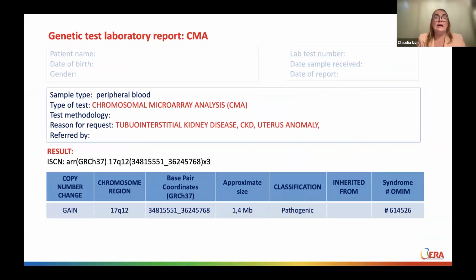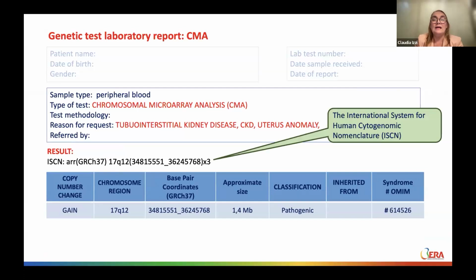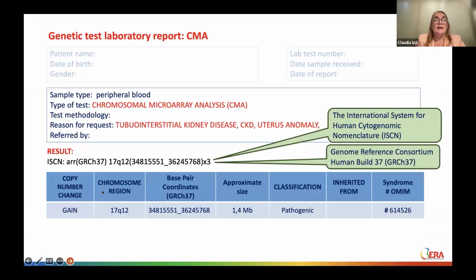So how can we see this result? This is what you will see in a result of a microarray analysis. And what you will find here is that there is a gain of copy number in this region, that is 17q12, starting from this base pair until this. And you know that there is a duplication because this portion is 3 times repeated, and this is the size of this region.